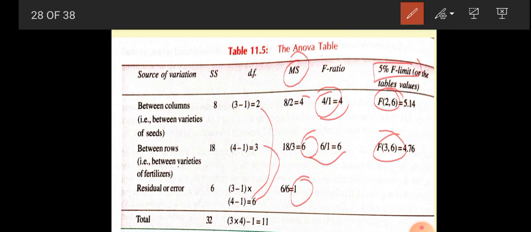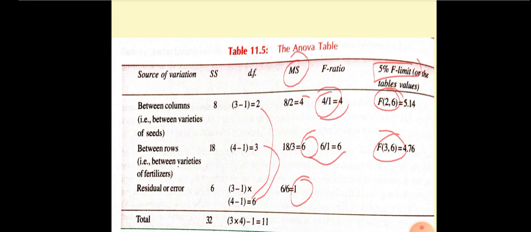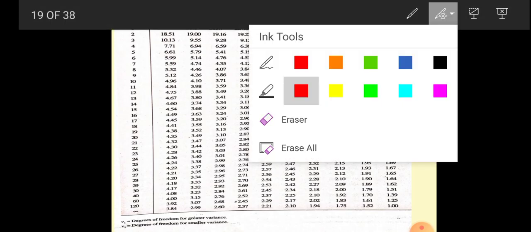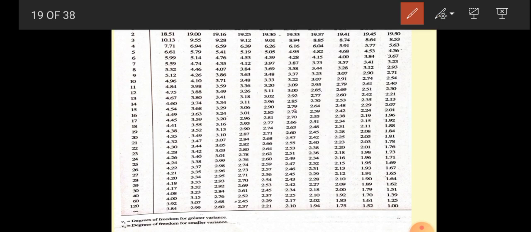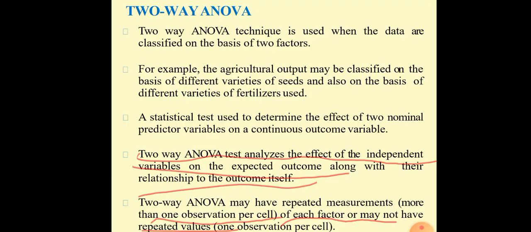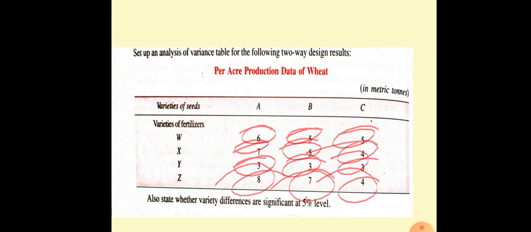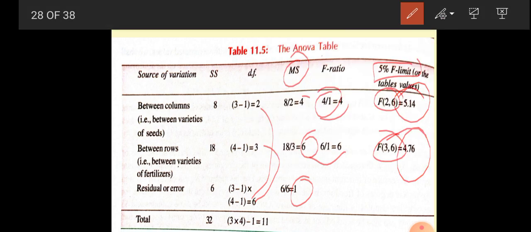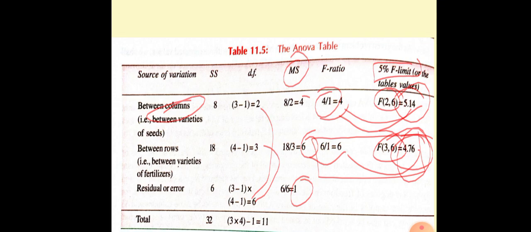According to the table, let's go back to see the table for 2 and 6. Yes, this is the table. According to this table, for 2 and 6, the second column and row 6 is 5.14, and for 3 and 6 it is 4.76. So we will use these values here: 4.76 and 5.14. One value is greater than 4 and the other is less than 4. Between rows, the calculated value is less than the table value, and between columns it is greater.